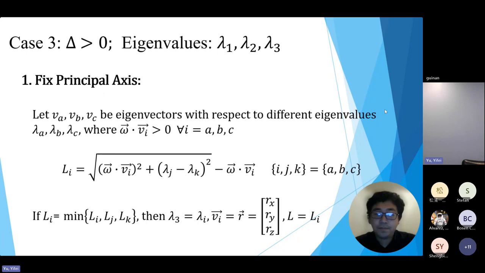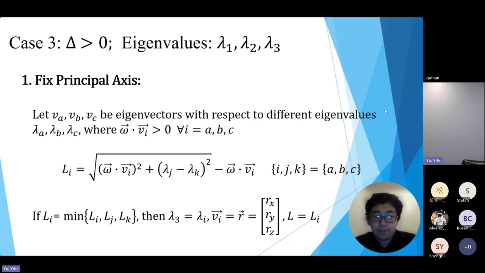Before we talk about how to bring each term back into the original system, here is some preparation work we need to do. First, we need to find the principal axis. As I said before, the principal axis is the direction in which the resistance is the weakest. So we need to calculate the resistance at all three eigenvector directions to find which one is the minimum, using the following equation. Here, Vi is the eigenvector, and lambda j, lambda k stand for the other two eigenvalues.